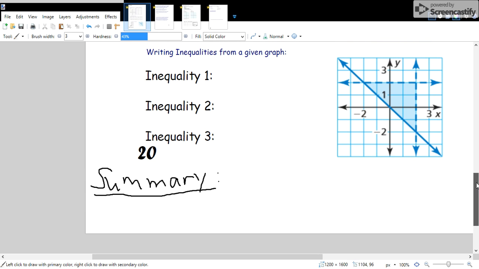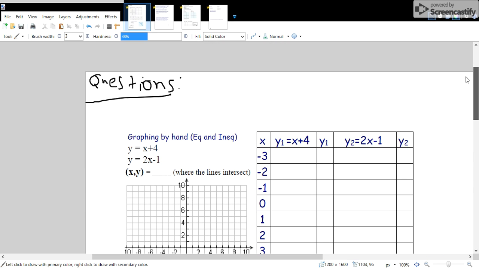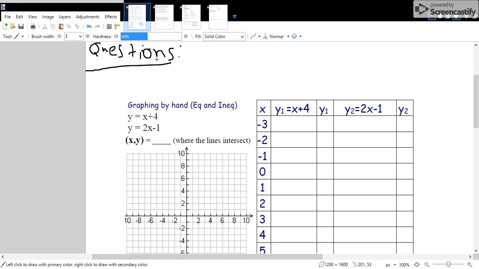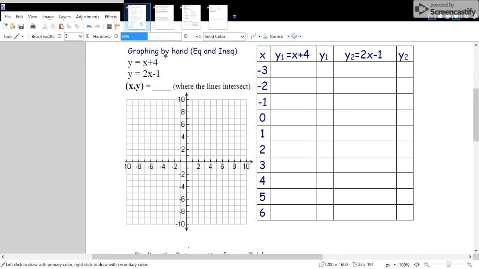We're in our linear functions booklet, page 20. At the top of your page, go ahead and write down any questions that you may have about this page. Graphing by hand, equations and inequalities. Our first equation is y equals x plus 4. Our second equation, y equals 2x minus 1.